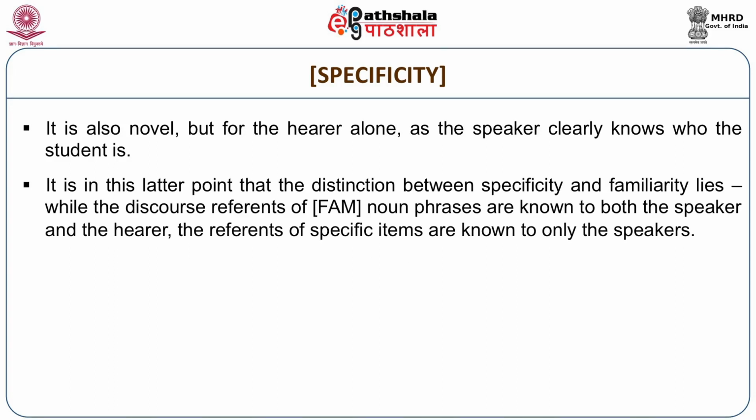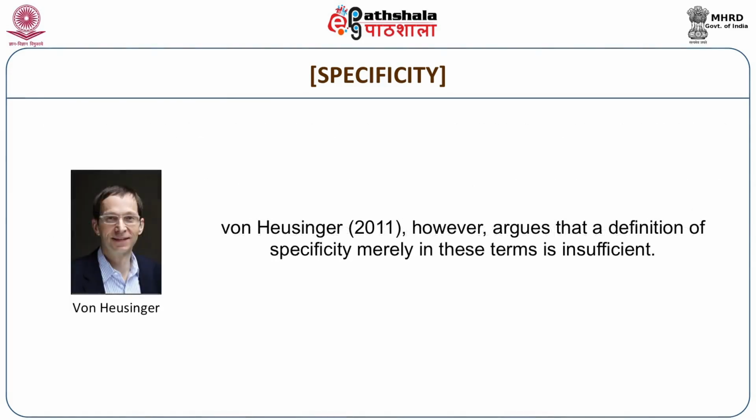It is in this latter point that the distinction between specificity and familiarity lies. While the discourse referents of familiar noun phrases are known to both the speaker and the hearer, the discourse referents of specific noun phrases are known only to the speaker. Von Heusinger, in 2011, argued, however, that a definition of specificity merely in these terms is insufficient.